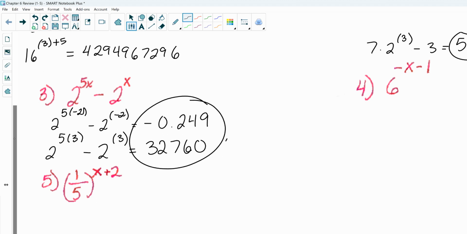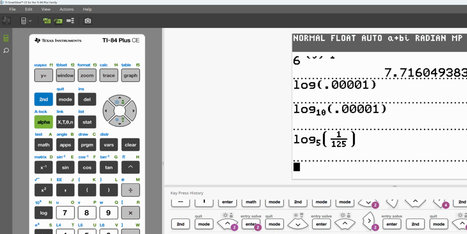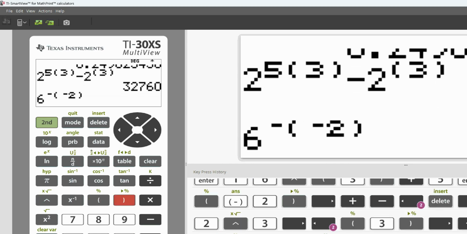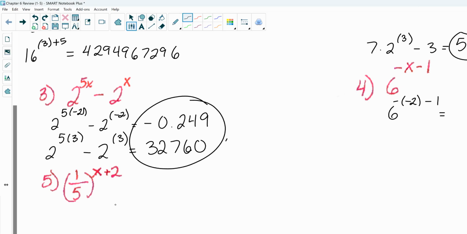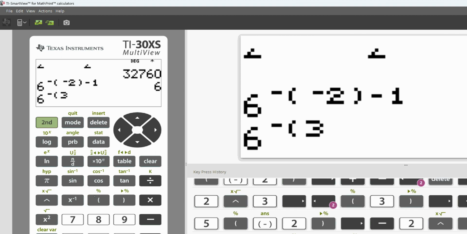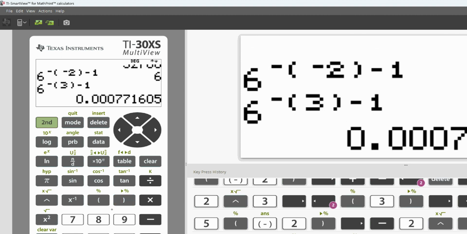Number 4, 6 to the -x minus 1. So we'd have 6 to the -2 minus 1. 6 to the -2 minus 1 is 6. We could also have 6 to the -3 minus 1. 6 to the -3 minus 1. 0.00077.